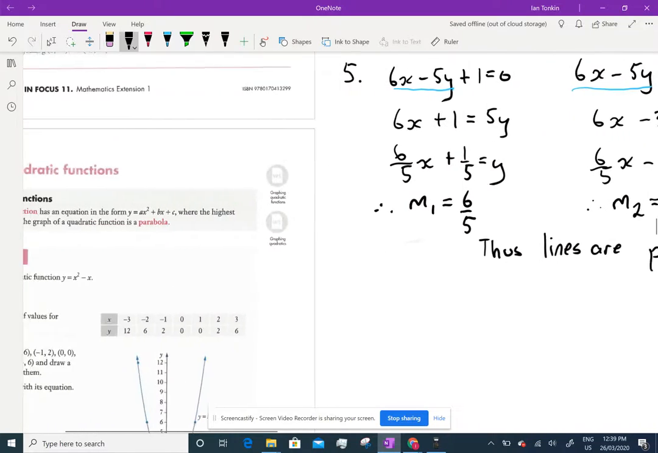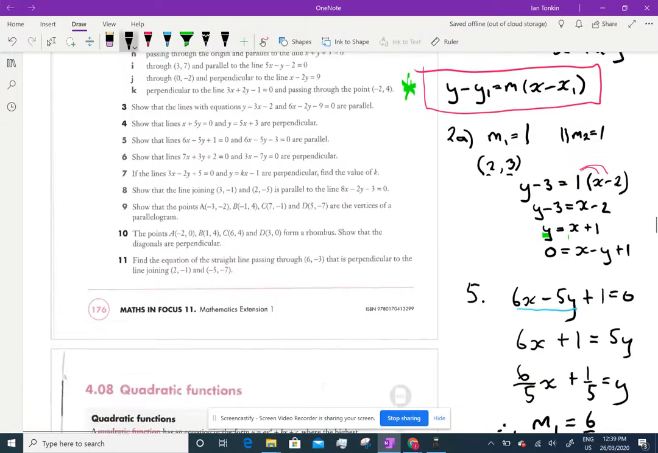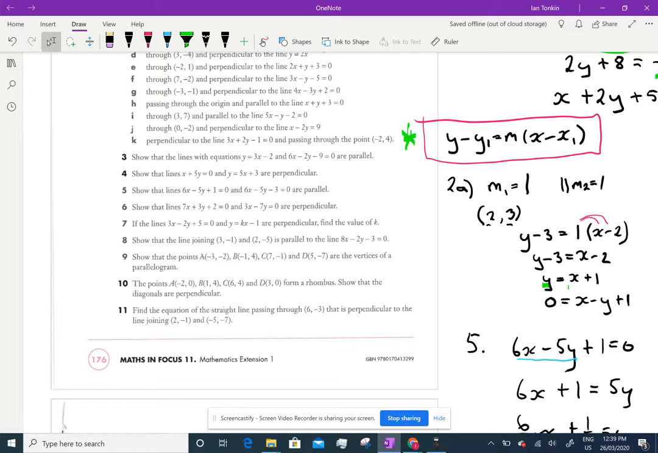So with the rest of those questions, you're just doing that. I think you'll have to show that the line passed through the point is parallel. That's right, you just get the two gradients of those two, show they're the same. Vertices of a parallelogram, find the equation of a straight line through that.